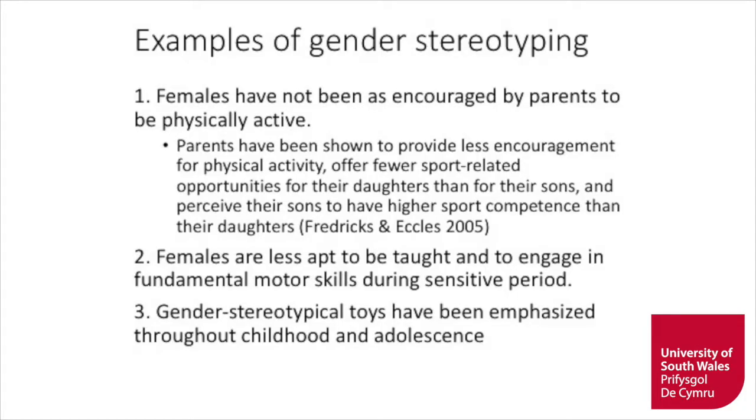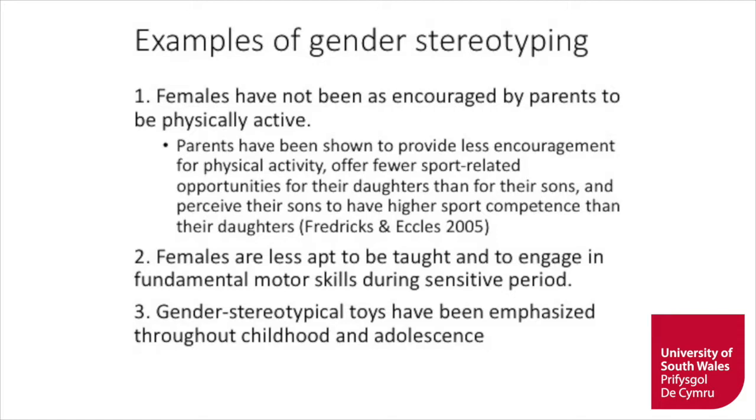Here are some further examples of this kind of gender stereotyping. Females may not be encouraged by parents to be physically active. Parents have been shown to provide less encouragement for physical activity, offer fewer sporting related opportunities for their daughters than for their sons, and perceive their sons to have higher sport competence than their daughters. This is research by Fredericks and Eccles, 2005.